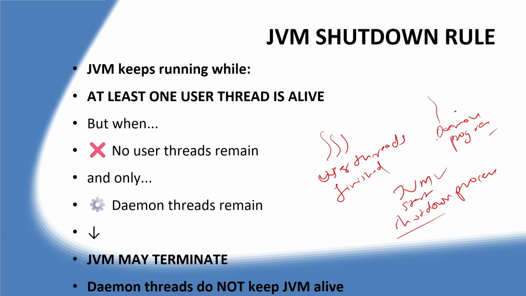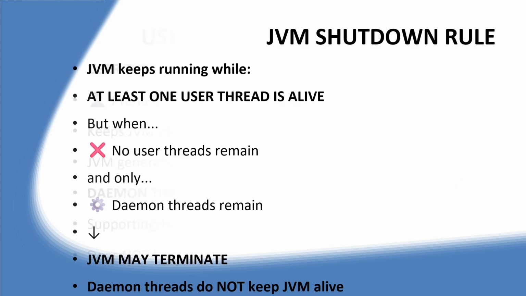So remember, user threads keep the application alive. Even if one user thread is running, the JVM will stay alive. If all user threads have finished their work, the JVM will start the shutdown process. Once the JVM exits, the daemon thread will exit immediately. That is exactly why the thread from our opening example suddenly stopped.